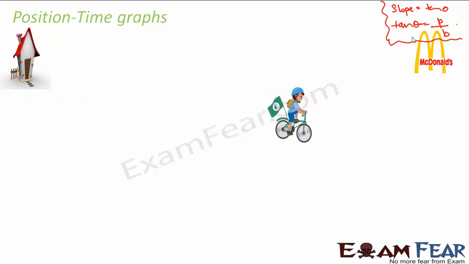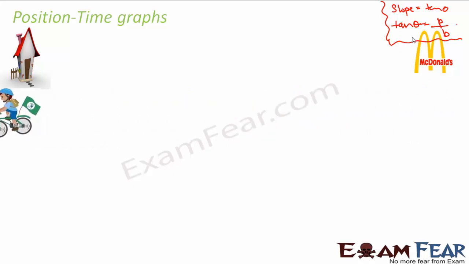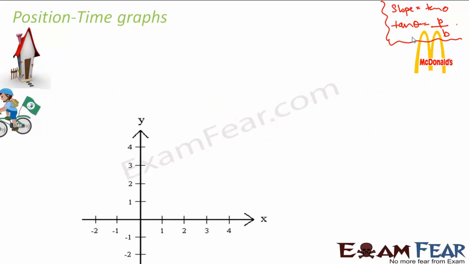So let us take the same example. The boy starts from his home, goes to McDonald's, and then comes back to his home. So in this case, how would the plot look? In the case of the distance-time graph, how was the plot? It was like a straight line, right? Because the distance covered was irrespective of the direction, because the distance-time graph was not dependent on direction.